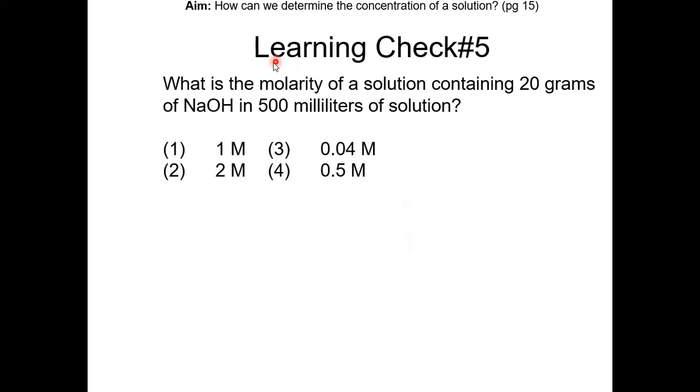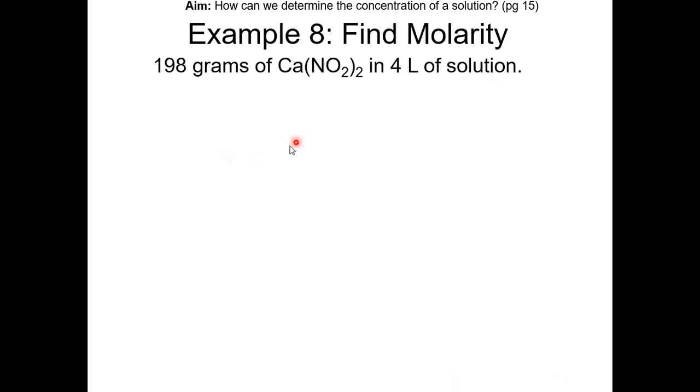Learning check number 5. What is the molarity of a solution containing 20 grams of NaOH in 500 milliliters of solution? Pause the video and resume as completed. The answer is choice 1, 1 molar. The GFM of NaOH is 40. 20 divided by 40 is 0.5. 0.5 divided by 0.5 liters is 1. Try to do questions 8 to 13 on your own. Pause the video and resume as completed. Here are the answers.